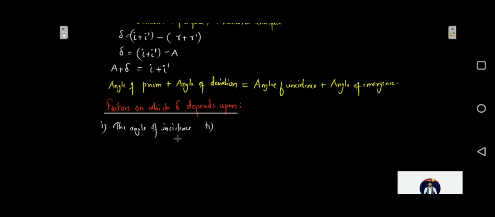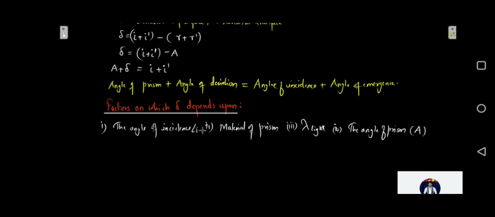The second factor is the material of the prism, what kind of material the prism is made of. The third factor is the wavelength of light which is passed through the prism. And the fourth is the angle of prism, that is angle A. So it depends on the angle of incidence, the material of the prism, the wavelength of the light used, and the angle of prism. These are the factors on which delta depends.